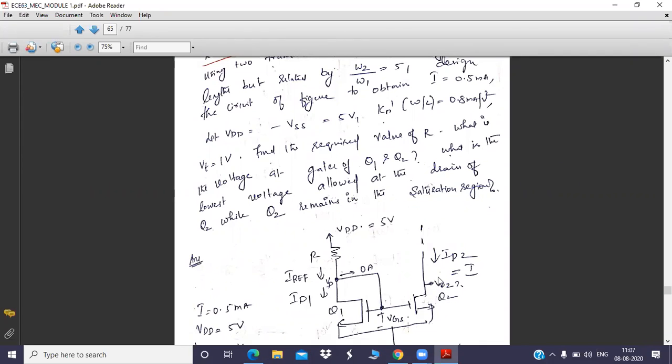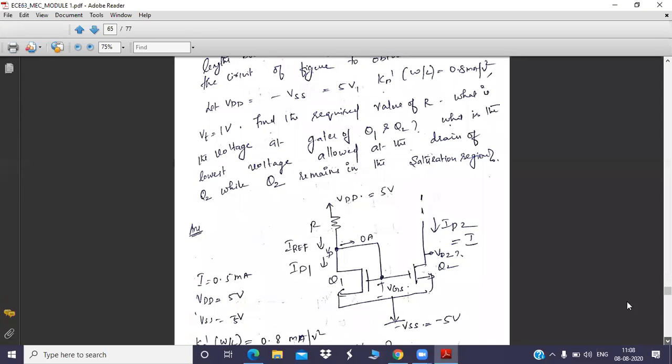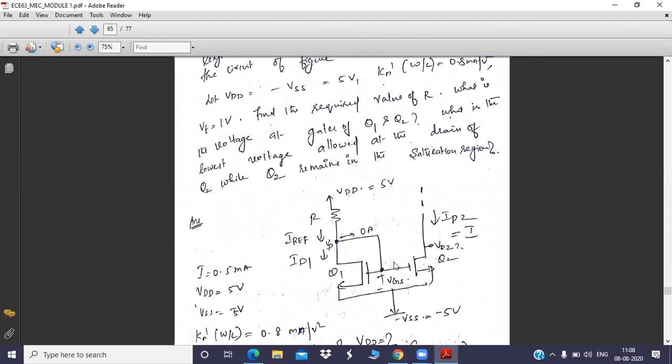So you have to find the minimum drain voltage of Q2, that is VD2, which ideally should be greater than or equal to VGS minus VT. But at least the minimum voltage you need to maintain is VGS minus VT. So you got the objective of the question. You need to find R. You need to find the voltage at the gate of Q1 and Q2, that is VG. Apart from that, you need to find the minimum drain voltage at Q2 that will keep the transistor in saturation. All these three parameters you have to find out.